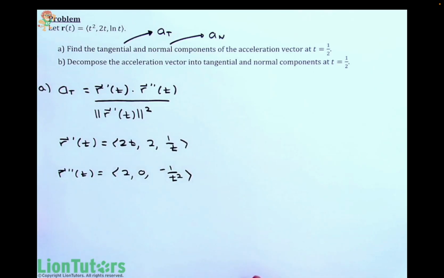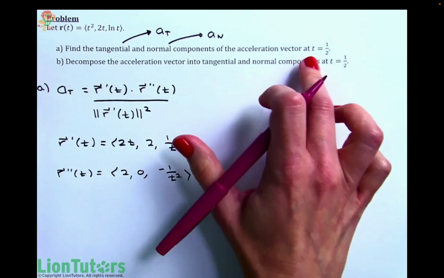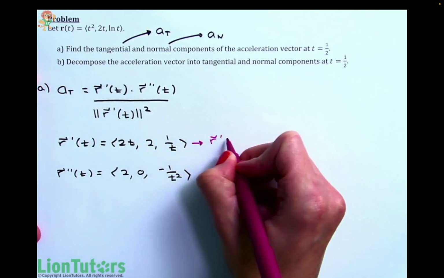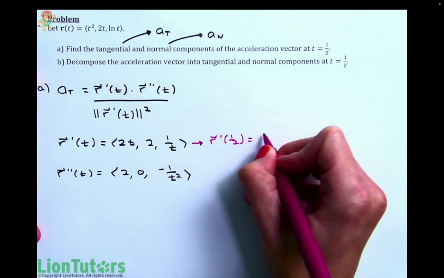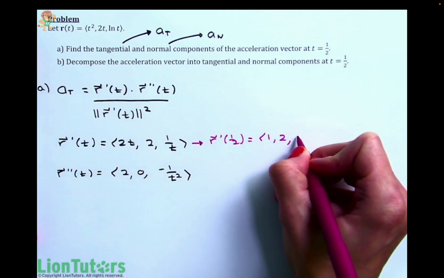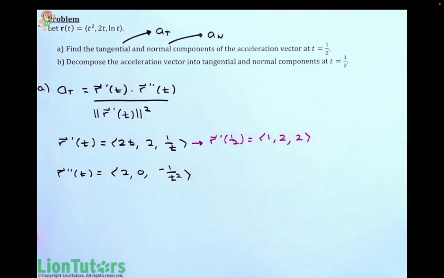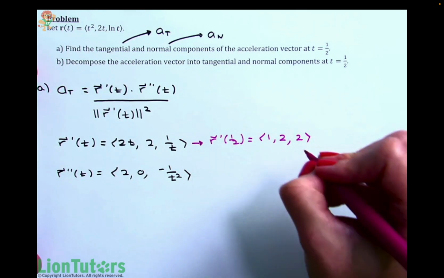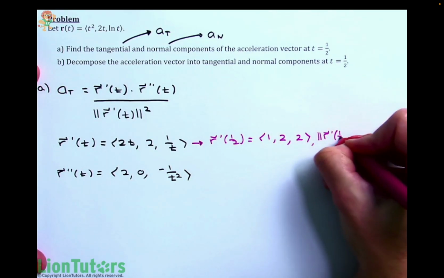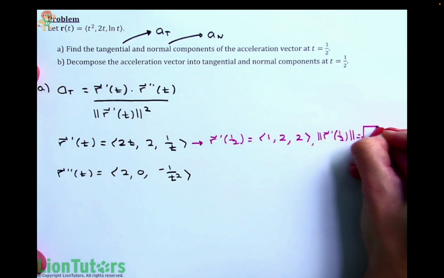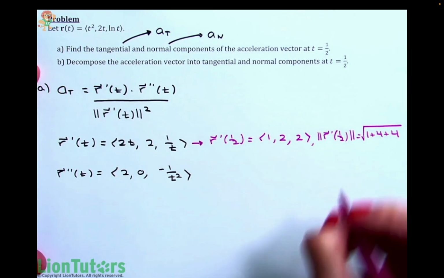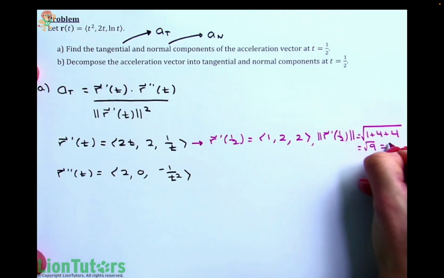Now, the other thing I'm going to do while I'm here doing some computations is plug in my t value into each of these. So r prime of 1/2 is going to be 2 times 1/2, which is 1, 2, and 1 divided by 1/2, which would be 2. I'm actually going to go ahead and find the magnitude of that as well, just so I have everything I need right here. So the magnitude of r prime of 1/2 is going to be the square root of 1 squared plus 2 squared plus 2 squared. So that's going to give us root 9, or 3 overall.